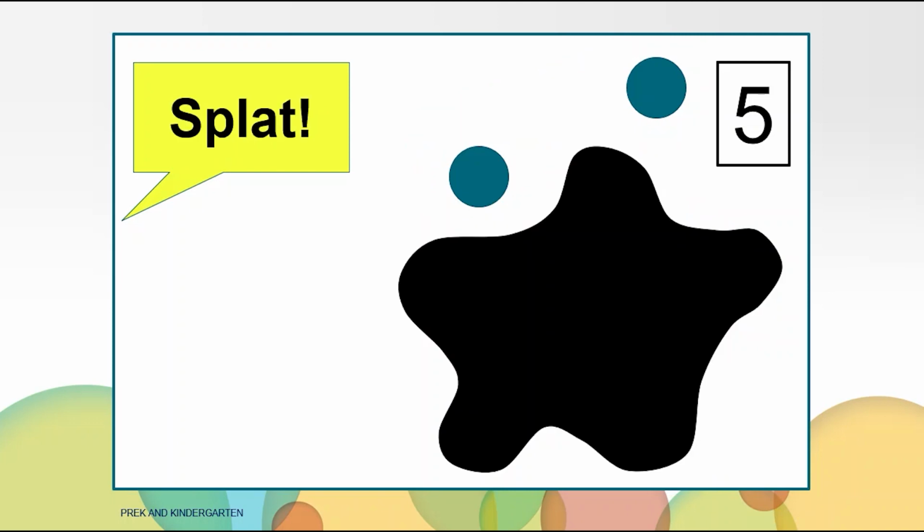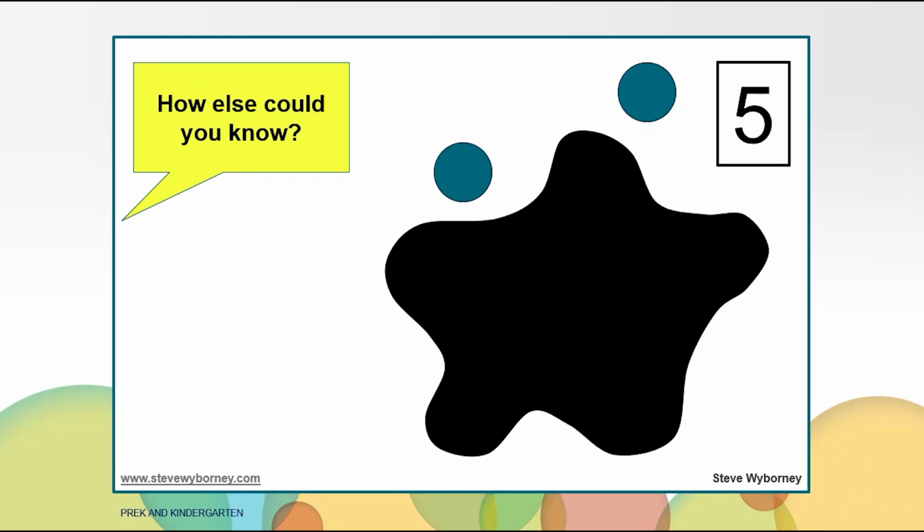Splat! How many shapes are under the splat? How do you know? Did you think that if there were 5 to begin with and there are only 2 showing, there must be 3 under the splat? How else could you know?